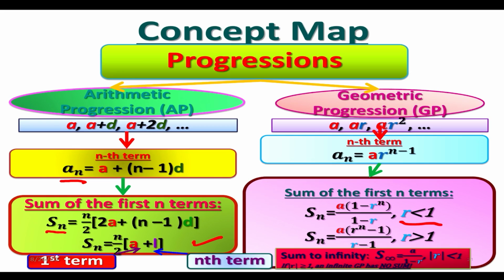And the last one is sum to infinity. So S infinity is a over 1 minus r, where the absolute value of r is less than 1. When the absolute value of r is greater than 1, then the GP has no sum, so we cannot find the sum.